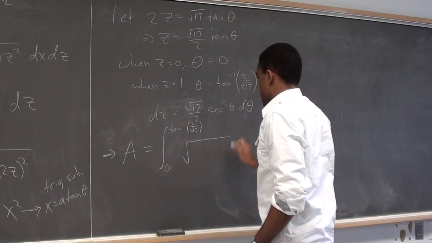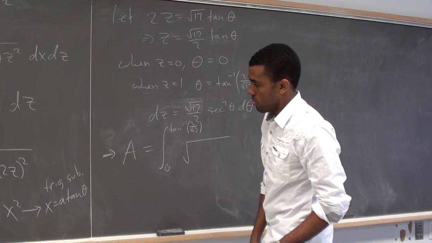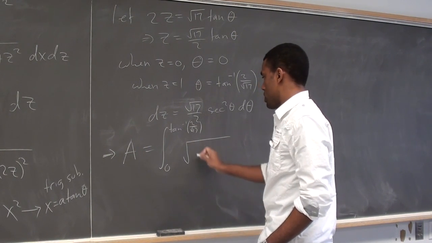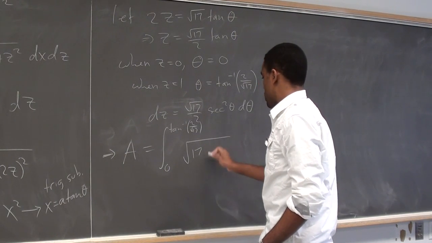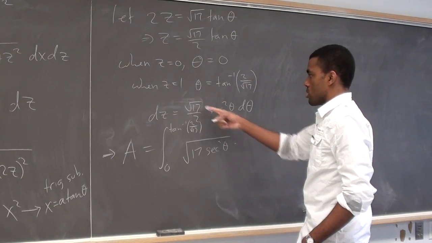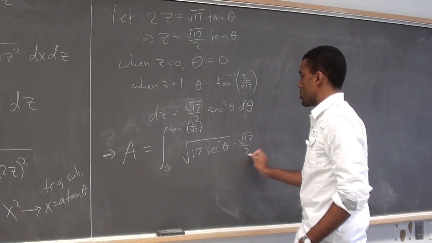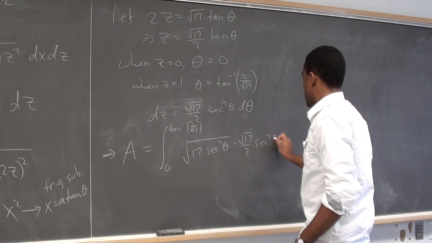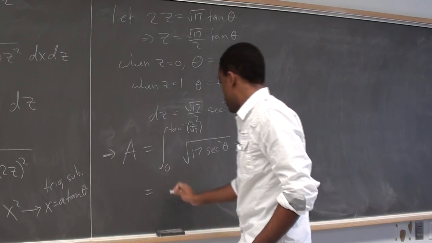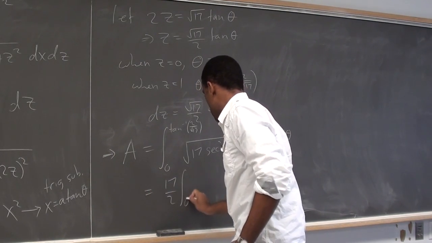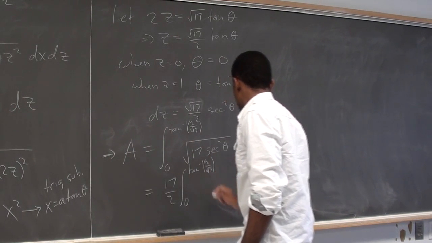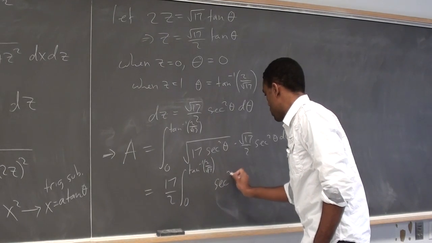And so this would become radical of what? Secant squared theta. Radical 17 secant theta, times radical 17 over 2 secant squared theta. And so this would be 17 over 2 times the integral of secant cubed.